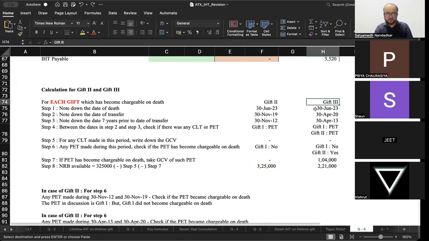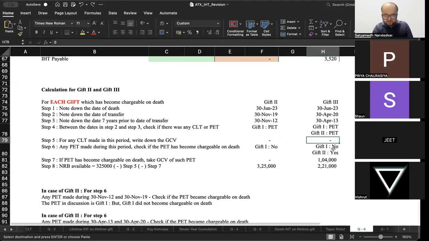Look at gift 3. Date of transfer 30th April 20. Go back 7 years, where will you reach? You will reach 30th April 2013. Now, between these two dates, are there any CLT or PET? There is gift 1 which was a PET. There is gift 2 which was a PET. For any CLT made in this period, write down the GCV. No, there is no CLT made during this period.